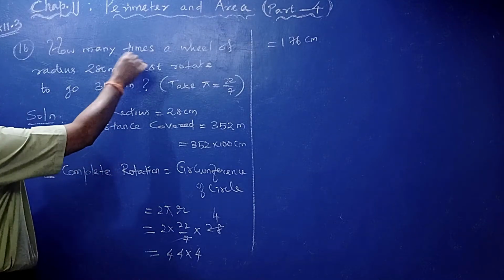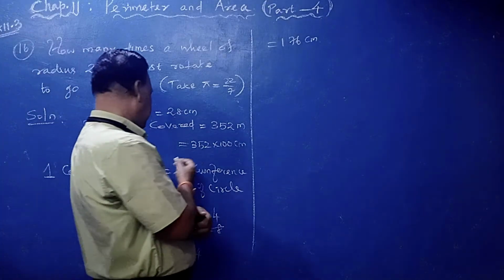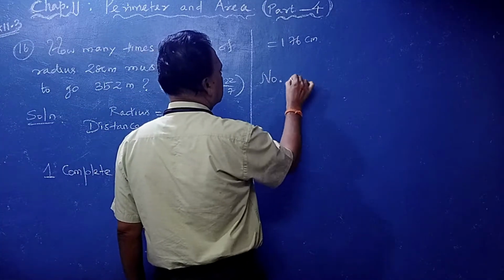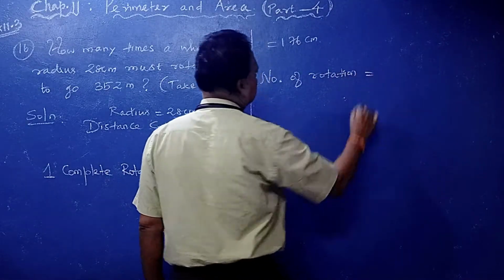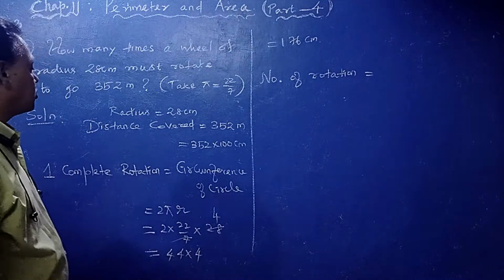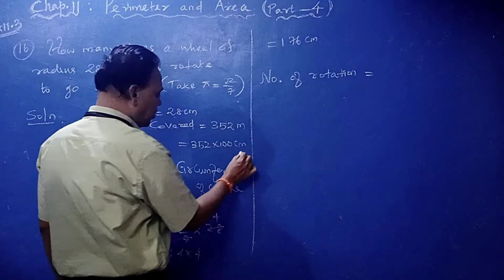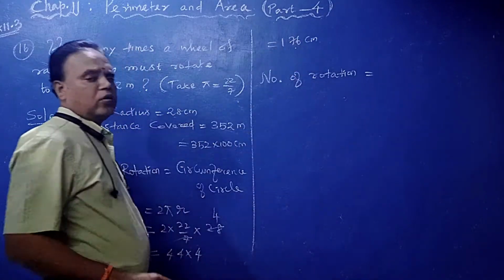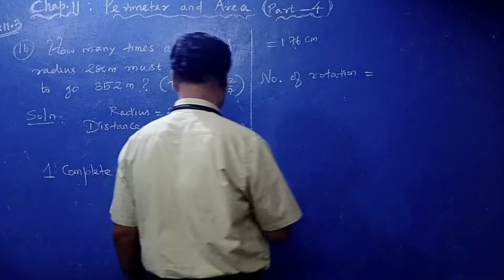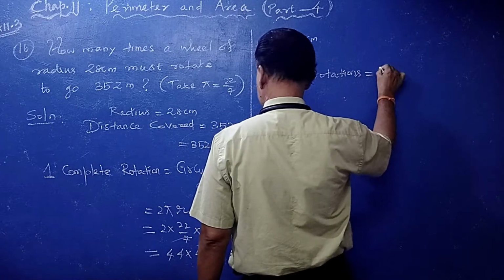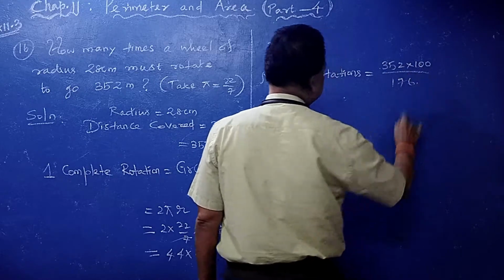So how many times will the wheel rotate? The number of rotations is equal to the total distance covered divided by the distance covered in one rotation. See, this one is centimeter, this is also centimeter. Clear? So the number of rotations equals 352 into 100 by 176.